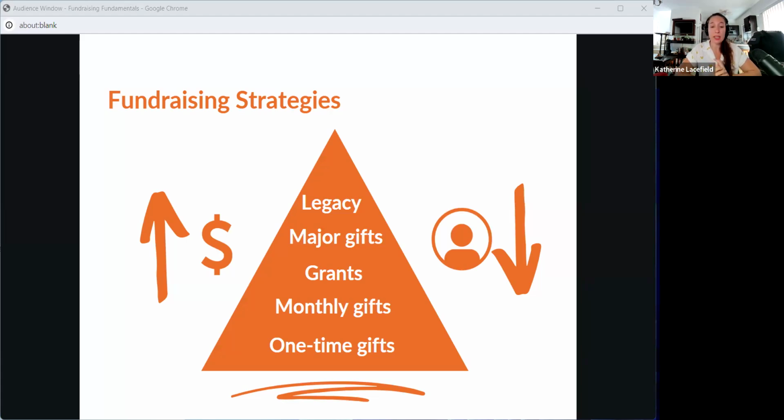The one-time gifts can take on many shapes, and in the next slide we're going to cover what these different one-time gift strategies can look like. But then the goal is to convert your one-time donors into monthly donors. Because for a lot of nonprofits, what's lacking is this sense of stability and recurring gifts that allow them to invest in long-term strategies.